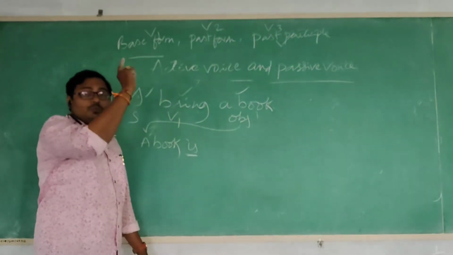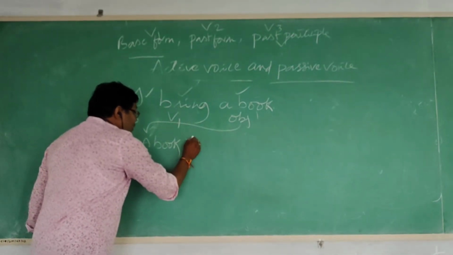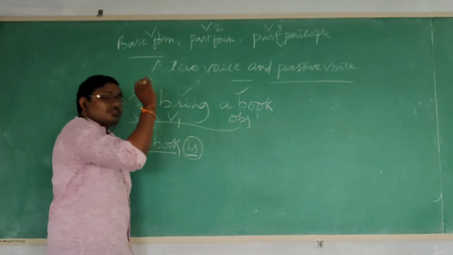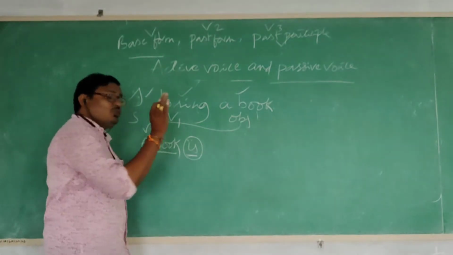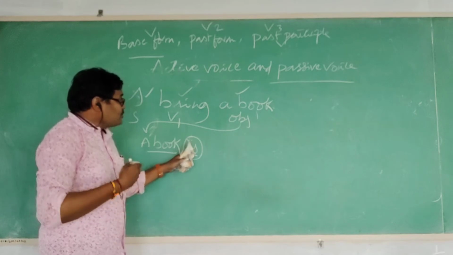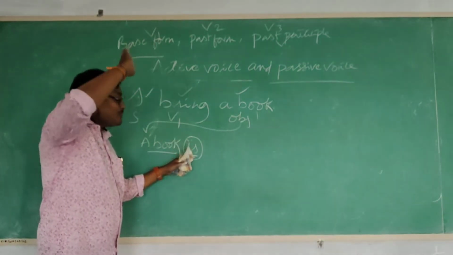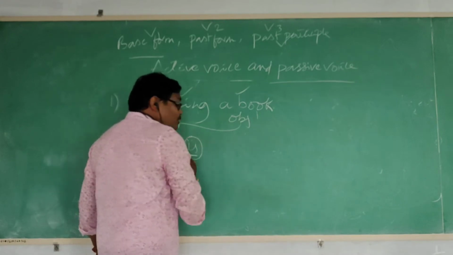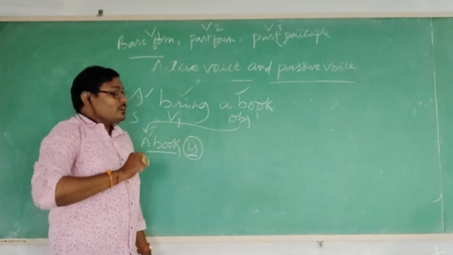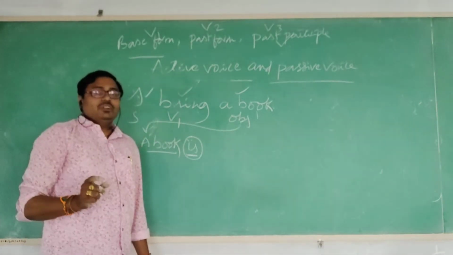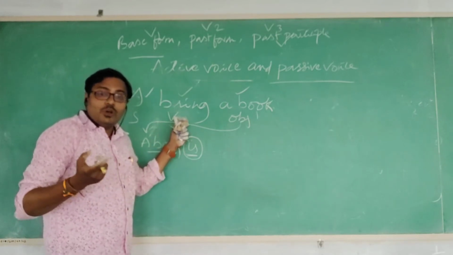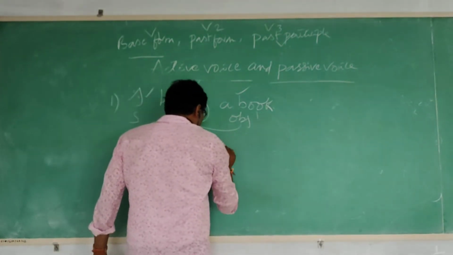Since it is in simple present tense, we have to use the helping verb or auxiliary verb is, because a book is a singular noun. Since it is a singular noun, we have to use is. Here I am using is as it is in simple present tense. What is the next rule? The next rule is that we have to use past participle in passive voice. What is the past participle here? Bring, brought, brought. So a book is brought.